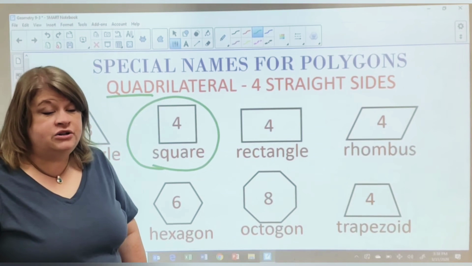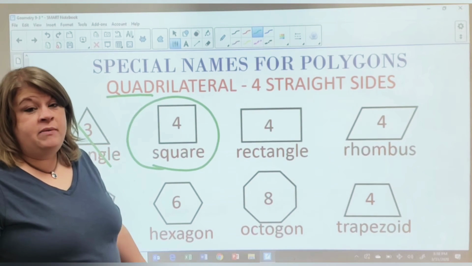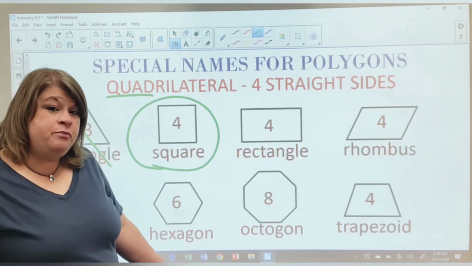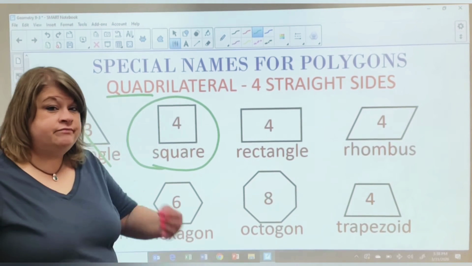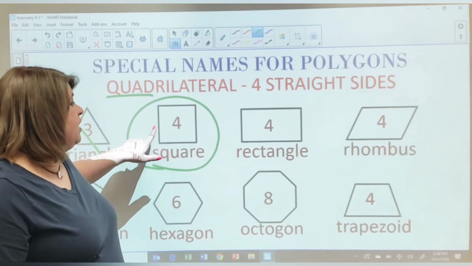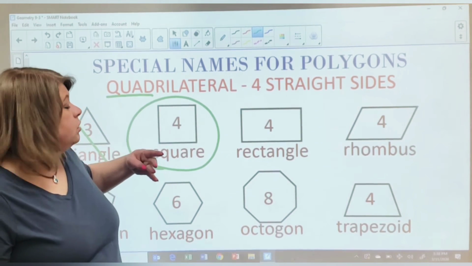Have you ever heard of quadruplets? How many babies are born if you have quadruplets? 4. So a 4-sided shape is a quadrilateral. Quad means 4.